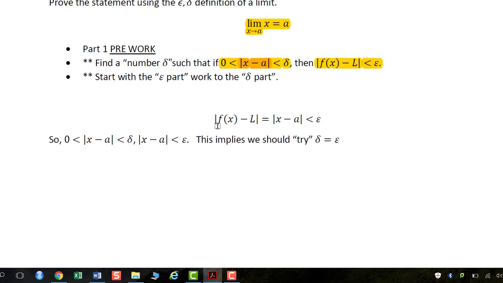Okay, start with the epsilon part, the absolute value of f of x minus L. We substitute f of x, which is just x. We substitute L, which is a, and we get the absolute value of x minus a is less than epsilon. Well, that's the delta part. So, x minus a is less than delta. We have x minus a is less than epsilon. So this implies that we should try epsilon equal to delta.